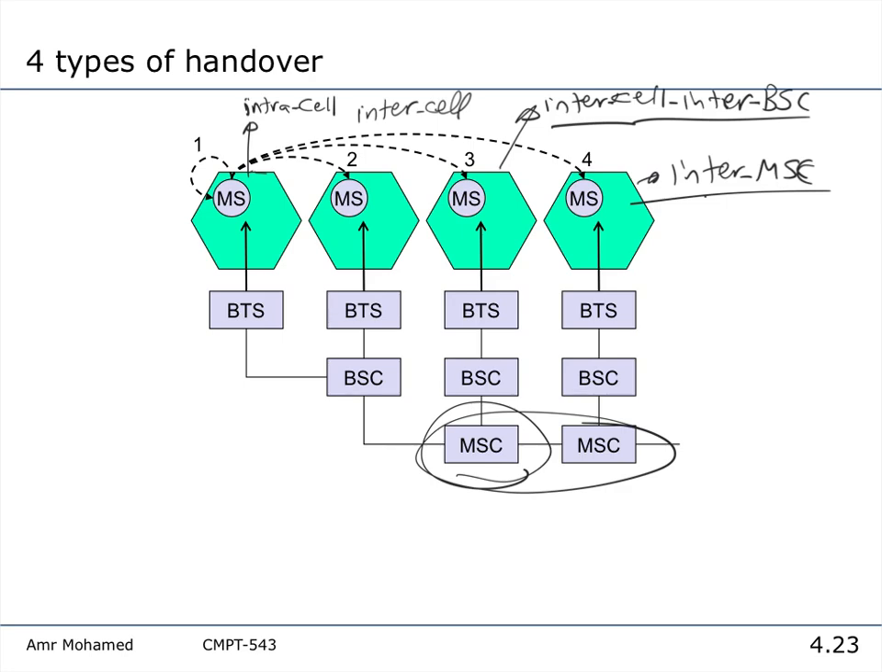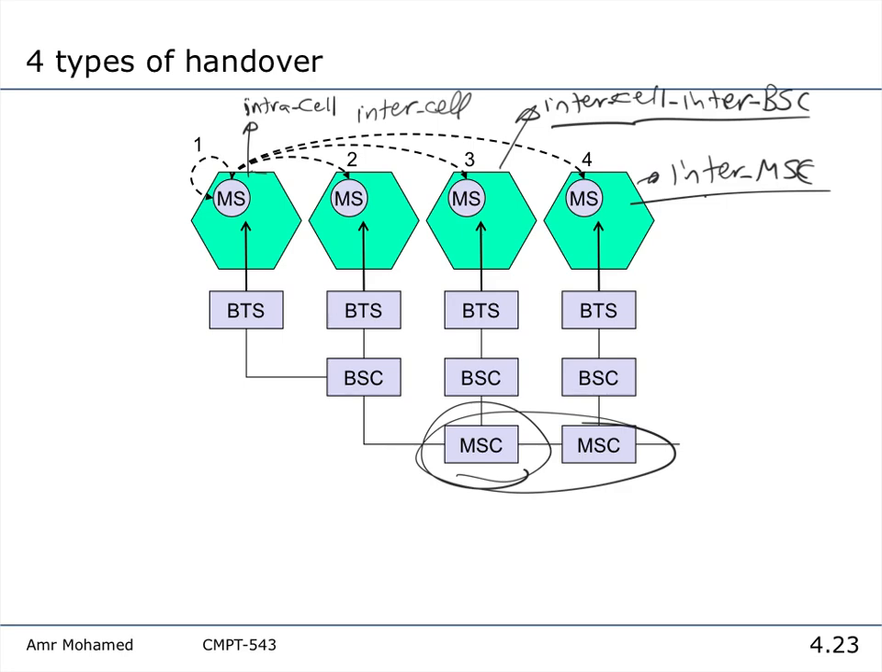Of course, for each one of them, the associated delay is more. To switch to do frequency hopping is at the microsecond level. To do inter-cell handover, we possibly need 1 millisecond, 2 milliseconds, something like that, because not only do we have to switch the channel, but we have to switch resources as well. Right? We have to allocate resources in the new base station and remove the resources from the old base station.